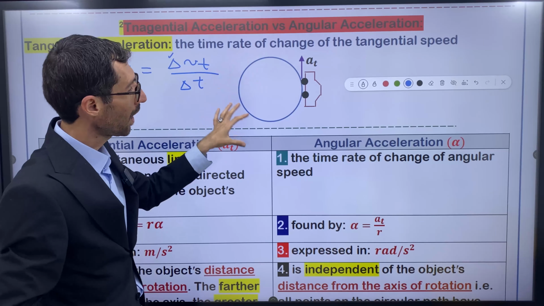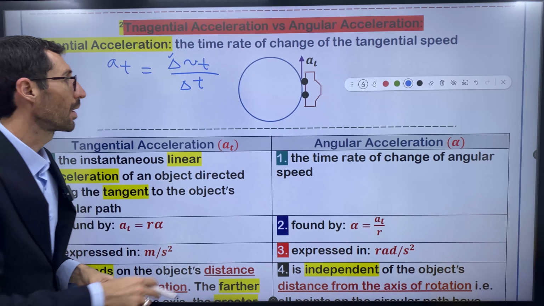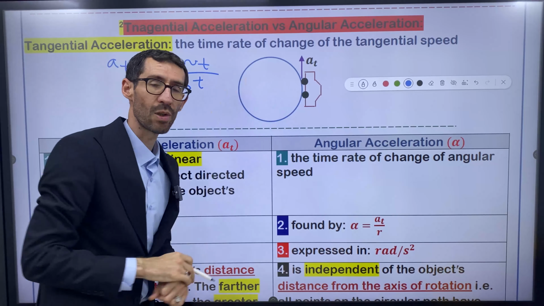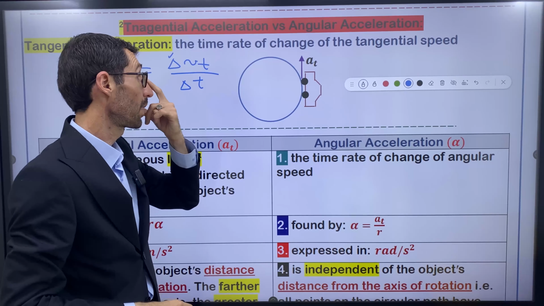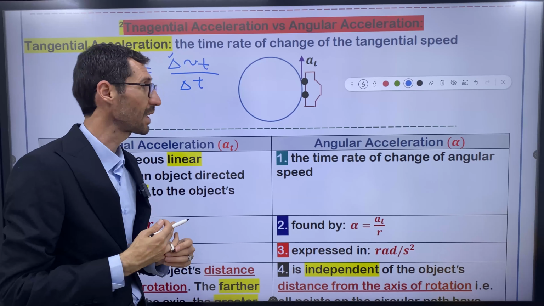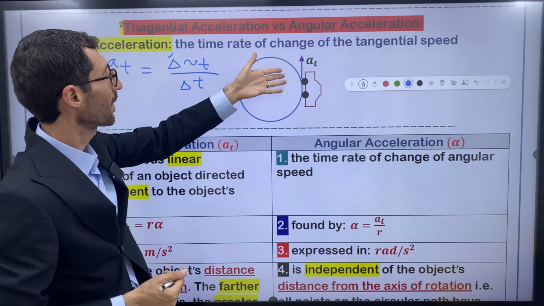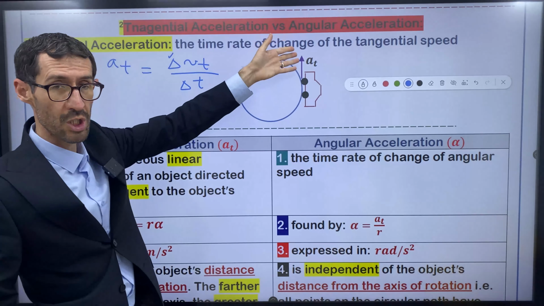So we have a car here. The car rounds the circle. It moves along a circular track, and it picks up tangential acceleration, like the tangential velocity. They have the same direction.